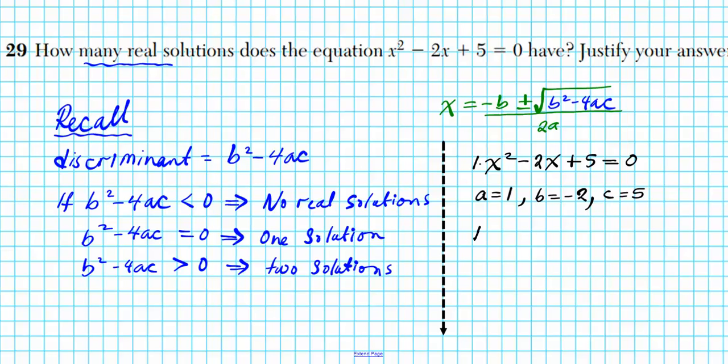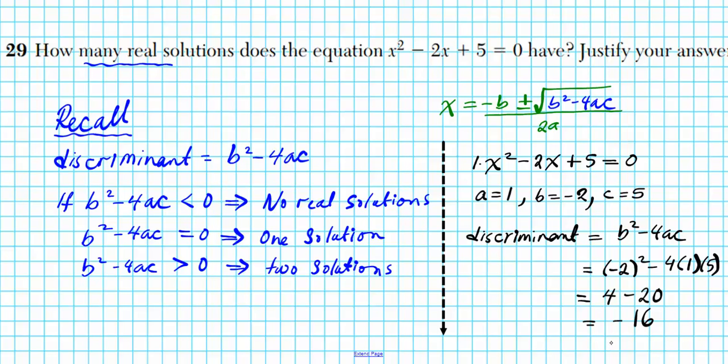So my discriminant is b squared minus 4ac. That's the formula. Let's go ahead and compute that. We have negative 2 squared minus 4 times 1 times 5. Negative 2 times negative 2 is positive 4. Minus 4 times 1 times 5 is 20. 4 minus 20 is negative 16. Negative 16 is clearly less than 0. This is negative. So what does this mean? It means that we have no real solutions.